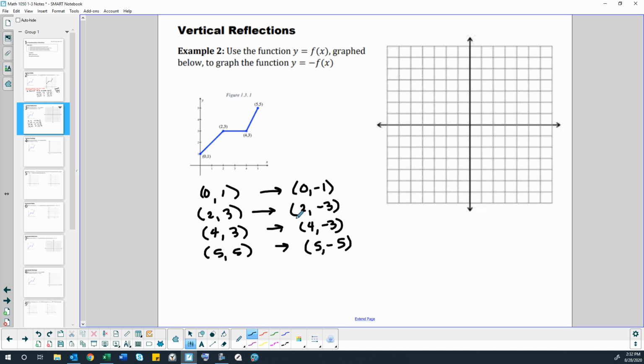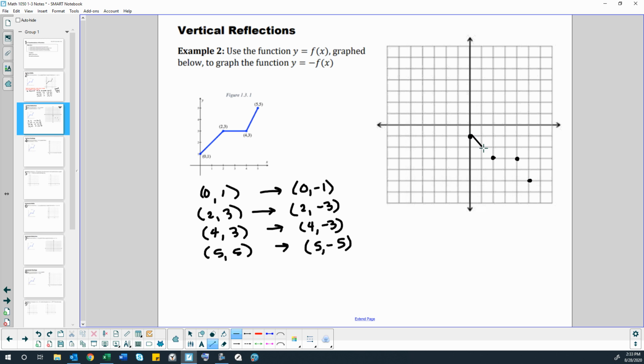That just comes from multiplying our function by a negative. So if this was an actual equation, instead of just our f of x notation, it would be a negative in front of whatever is happening in that equation to take it from its original shape to this new shape. So let's see what happens. We have our point at 0, negative 1, our point at 2, negative 3, our point at 4, negative 3, and our point at 5, negative 5.